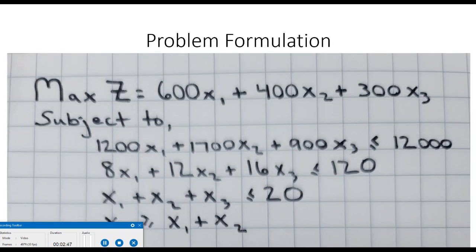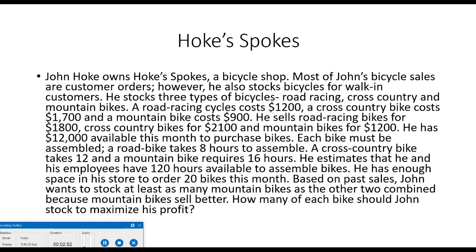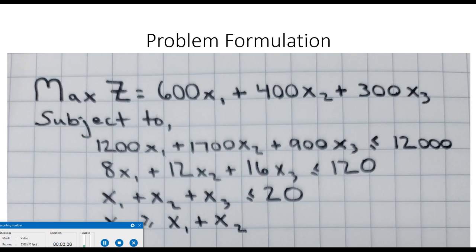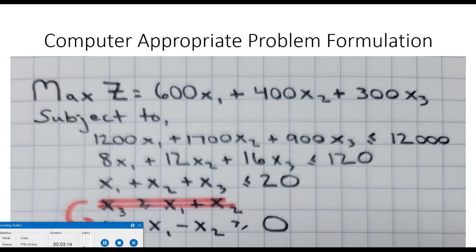The third one is x1 plus x2 plus x3 is less than or equal to 20, and that's based on the fact that John can only keep 20 bikes in his shop. So the total of 1, 2, and 3 has to be less than or equal to 20. Finally, the final one, x3 is greater than or equal to x1 plus x2. And this is similar to what we saw last class. We convert to x3 minus x1 minus x2 is greater than or equal to 0. This is our final computer-appropriate problem formulation.